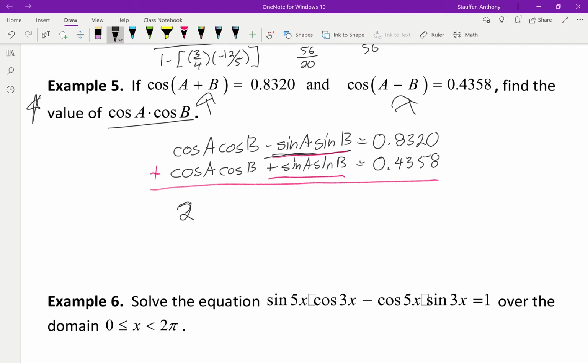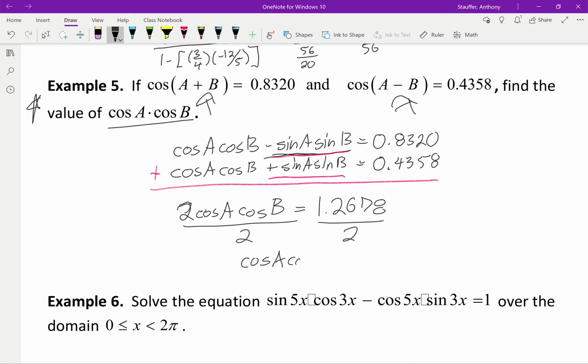2 cos A cos B equals 1.2678, which will leave me, when I divide both sides by 2, with cos A cos B equals 0.6339.